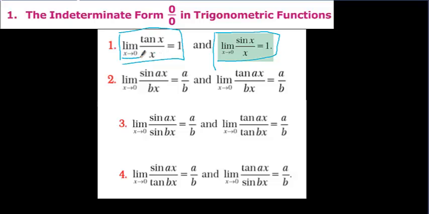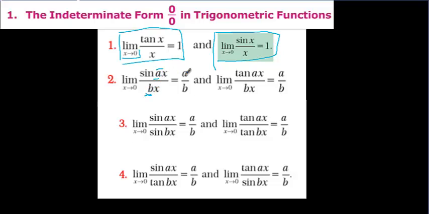Firstly, x must tend to 0 for this type of question. If x tends to pi over 3, pi over 4, or different numbers, it won't be true; tangent x over x is not equal to 1. First, we need to know that one. The second one is the coefficients. If we have coefficients in the functions, then the coefficients are going to give our results.